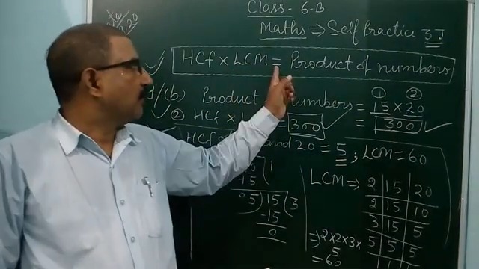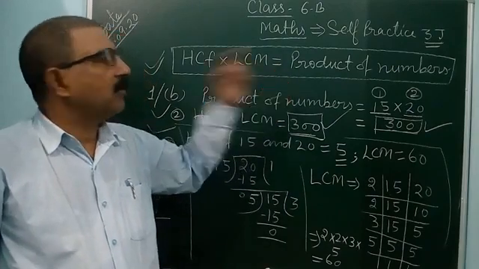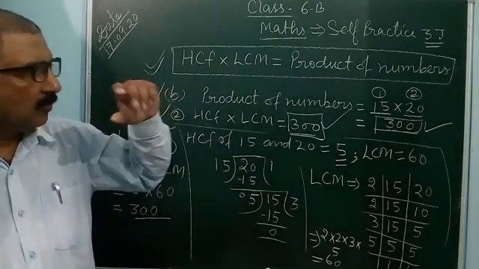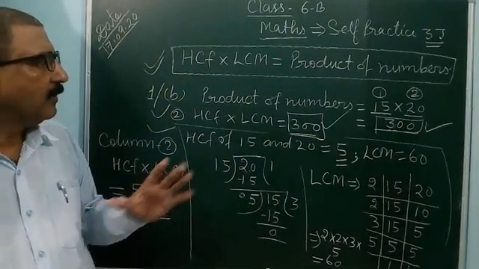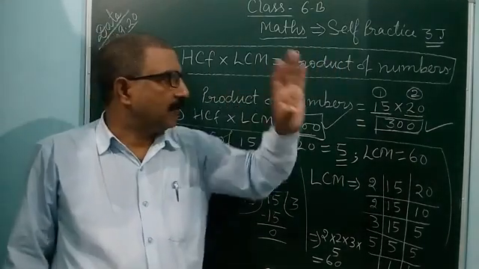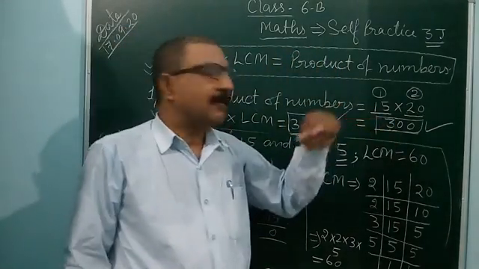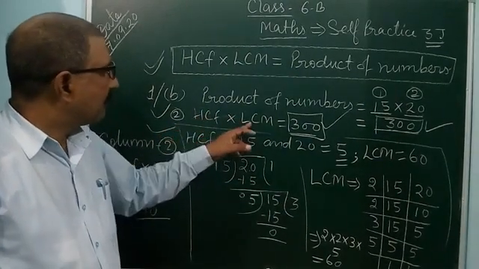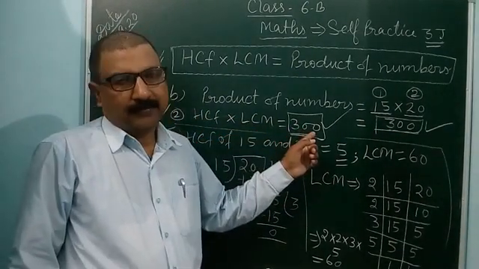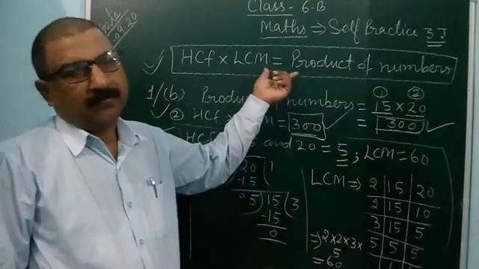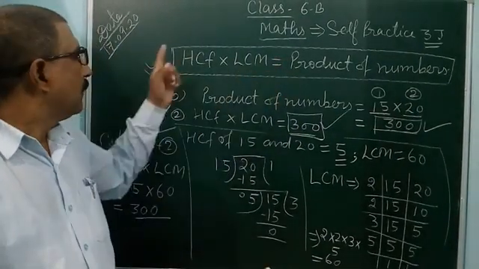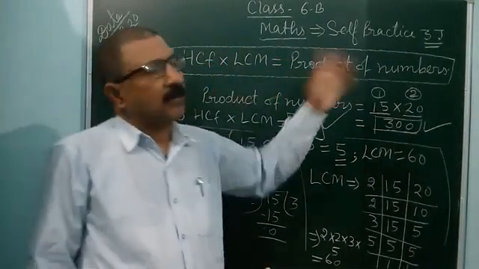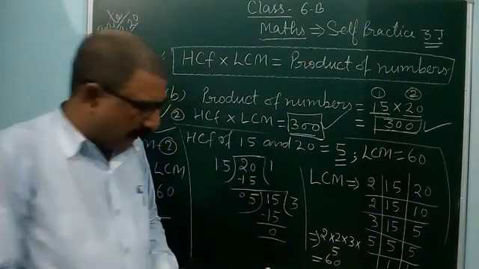So it is equal. Here you can see the symbol of equal. So again, listen carefully. If you have the product of numbers like 300, you can write directly that the product of HCF and LCM is the same 300, because it is the relation between HCF and LCM with the product of numbers. Next.